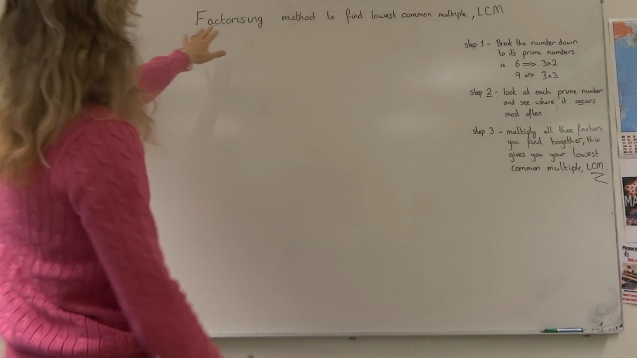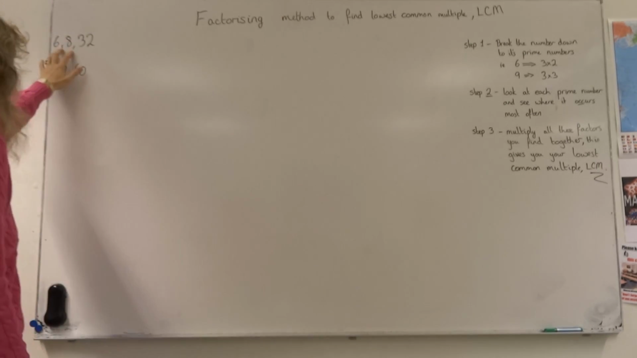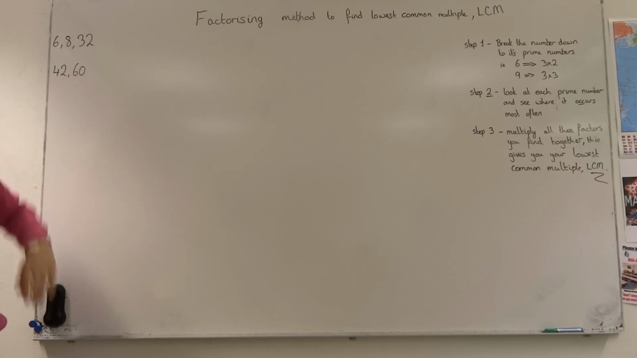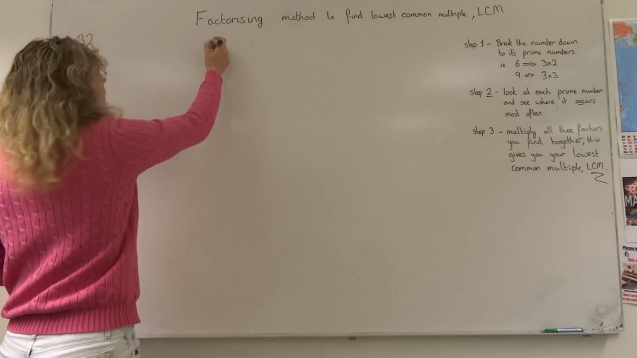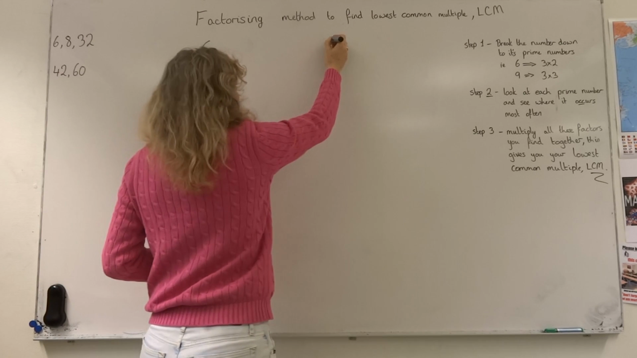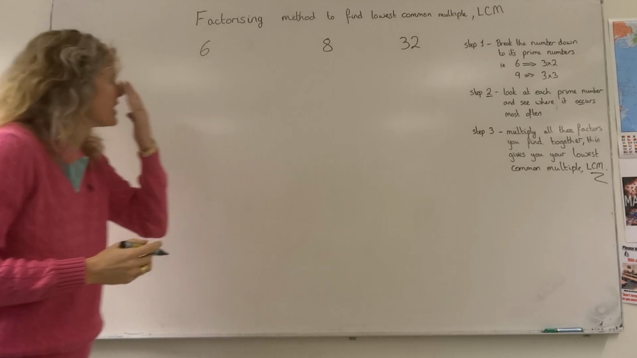Okay, we're talking about the factorizing method to find the lowest common multiple of a number. We've got three numbers here, 6, 8 and 32, and I'd like to find the lowest common multiple of these numbers. Now, it's easy using this method. It doesn't matter whether you have two numbers or three numbers that you're comparing. It's exactly the same method.